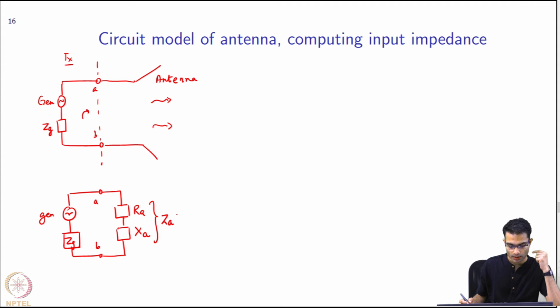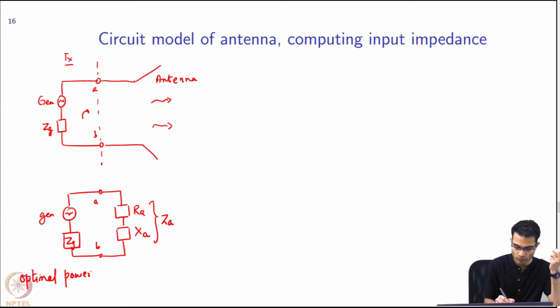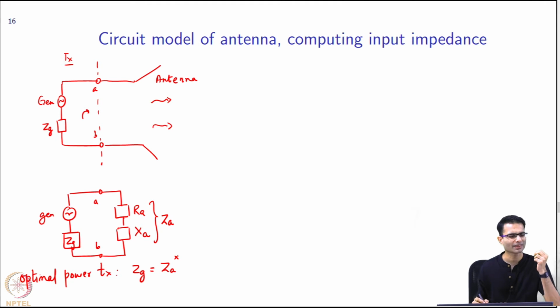I need to find out what Za is. Otherwise, how? For optimal power transfer, what do I want? Zg is equal to Za conjugate. For me to know that, I need to find out what Za is. I don't exactly know what Za is.